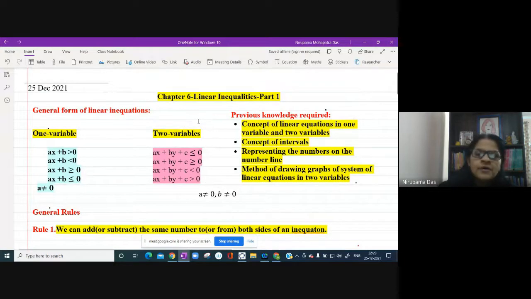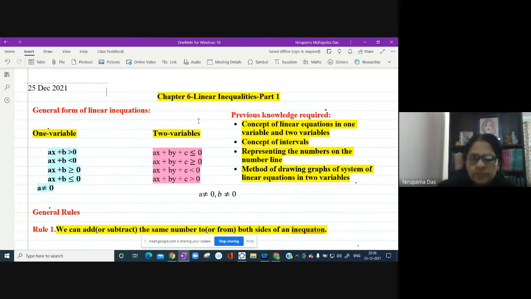It is from chapter 6 of the NCERT textbook, linear inequalities. We are going to cover the first part today. Before starting this topic, what should we know? I mean, what is the previous knowledge we require to understand the topic? First, the concept of linear equations in one variable and linear equations in two variables.